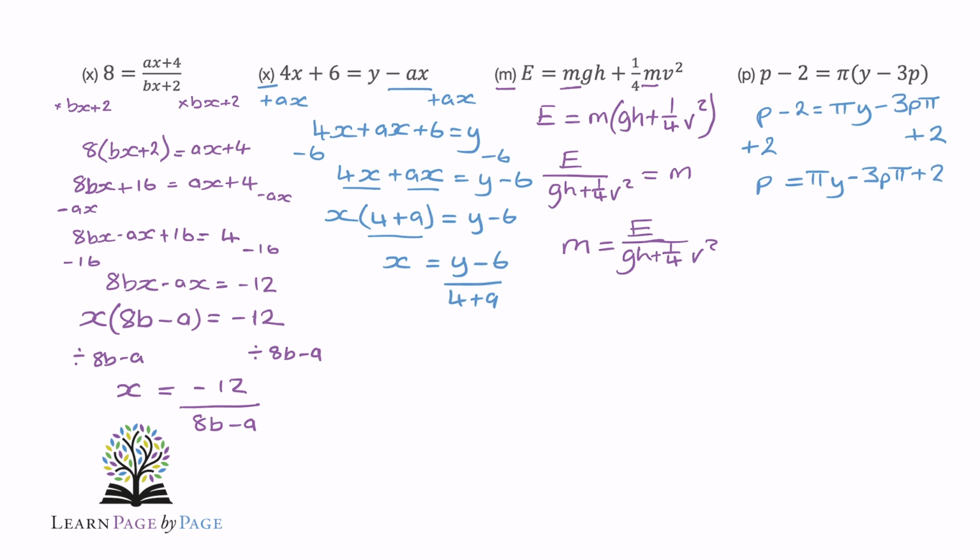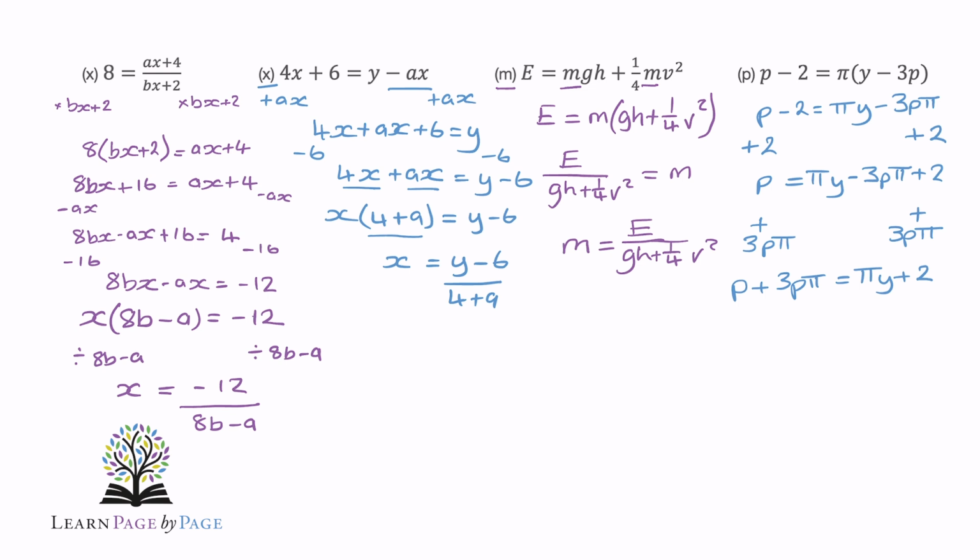Now I want to move the negative 3p pi. As it's a negative, I'm going to add it, plus 3p pi to both sides. Whatever you do to one side of the equation, remember you must do to the other. So I get p plus 3p pi equals pi y plus 2. That's good. I've got all the p's on the same side.